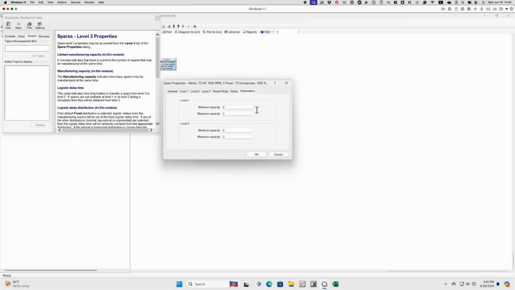Then over here for optimization, we want to make sure that we put in the minimum number we would want to keep in spares and the maximum number we're willing to keep. We may not be able to keep more than 3. So if that's the case, in here we put 0 and 3. And in level 2, we may be only able to keep 3, so we put a 0 and 3 in there. And what will happen in the program is it will optimize storage at both of those locations based on the overall cost for both locations summed together.